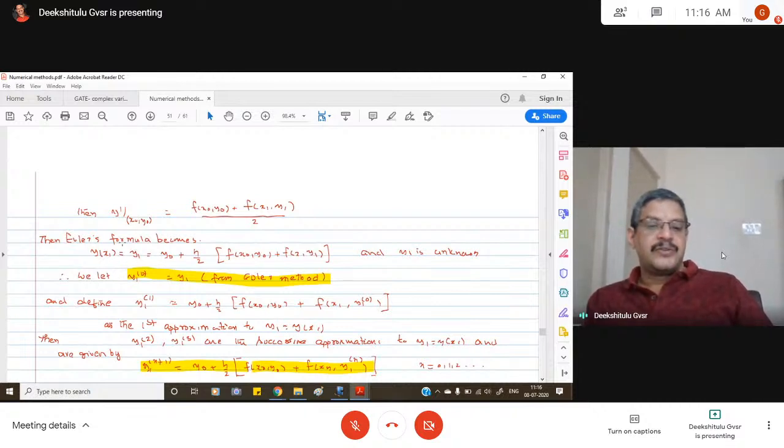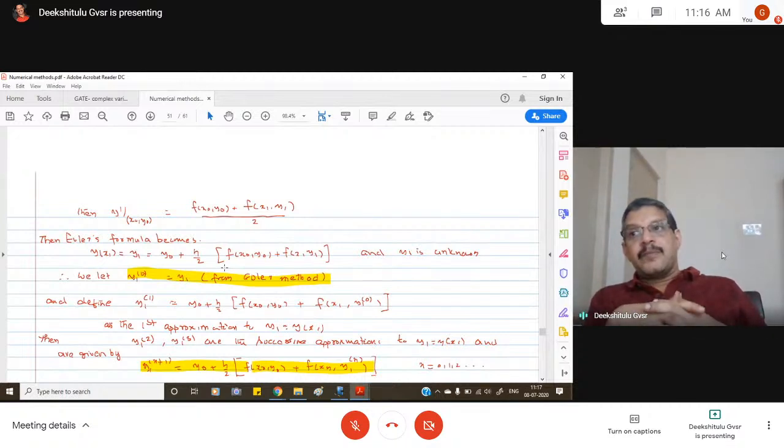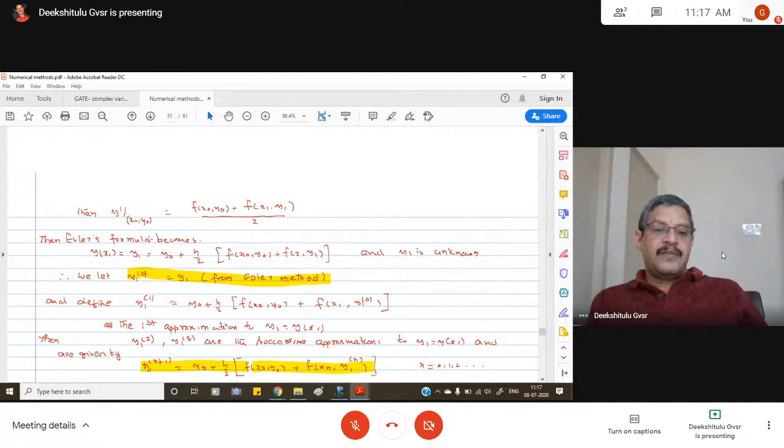Because y1 is unknown and it is there on the right hand side also, let us say initially it is y10. Just like we assume an initial approximation in the Newton-Raphson method, here we assume that y10 is y1 from Euler's method. So whatever value you want for y1, first you get it from Euler's method. We call that y10. Calculate y1 from Euler's method and call that y10, and then replace y1 by y10 here and find y11.